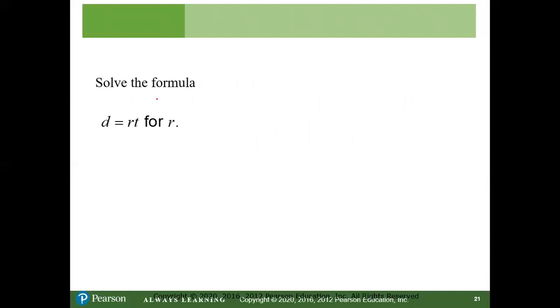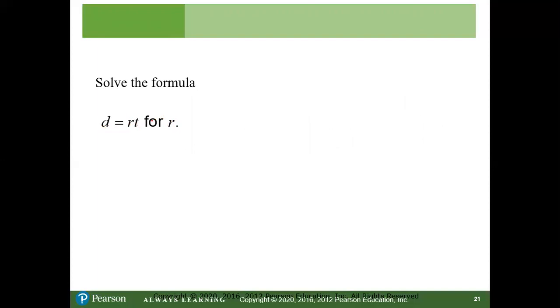All right, so let's go ahead and take this distance formula and solve it for R. And a lot of students are like, well, what the heck is the point of that? Like, why would you take this alphabet soup and solve it for R? Like, why would we do that, right? Well, most of us know that this is the distance formula. Distance is equal to rate times time.